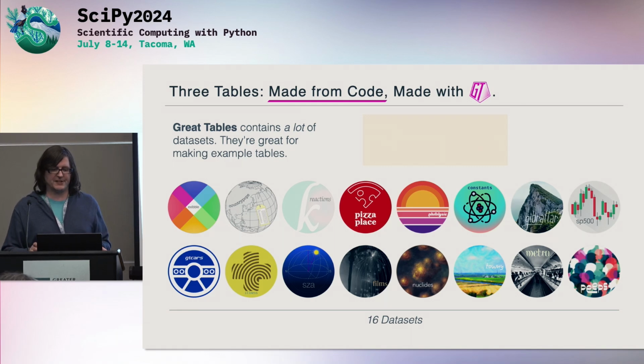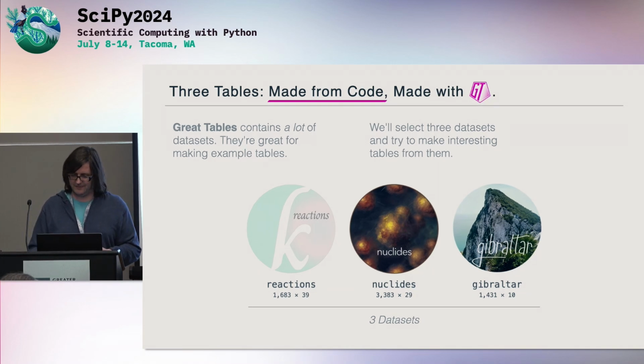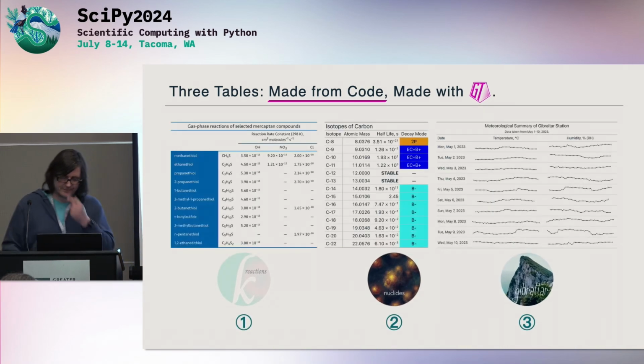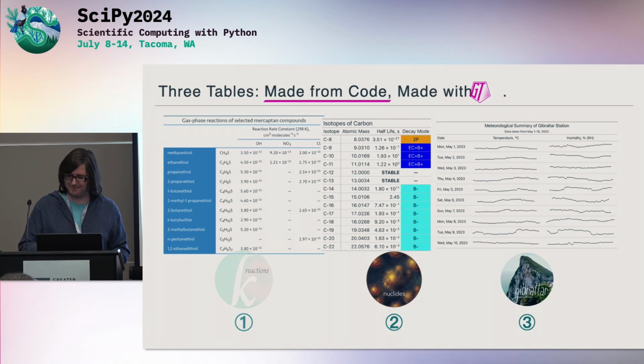So we have a lot of data sets inside of Great Tables. They're great for making examples, and they're just great to have. We have 16 of them, which is a lot. But they're useful because today I'm going to show you 3 tables using 3 different data sets. And because we're making the tables from code, we're benefiting from the reproducible workflow. So, a bit of a spoiler, these are the tables I'm going to make. It's good to show you what we're going to end up with. So 3 data sets, 3 great-looking tables made with Great Tables.